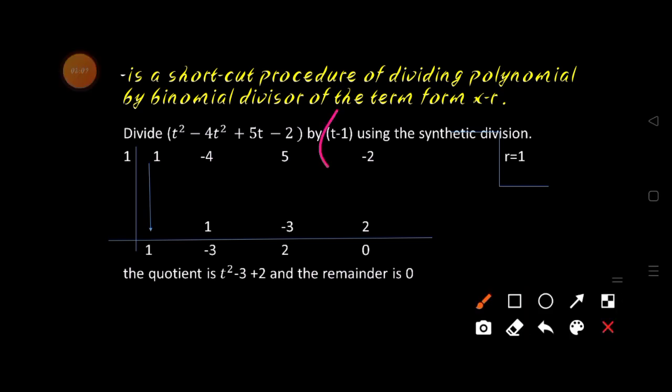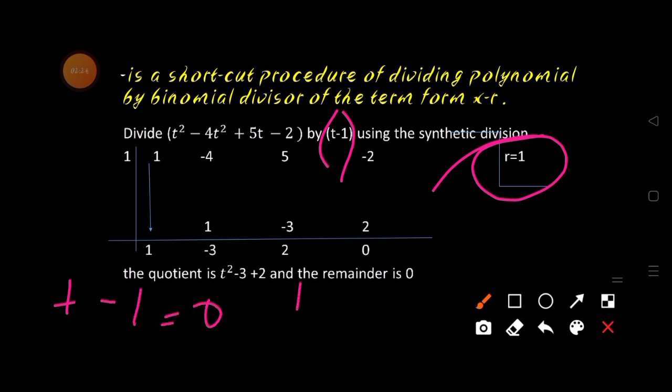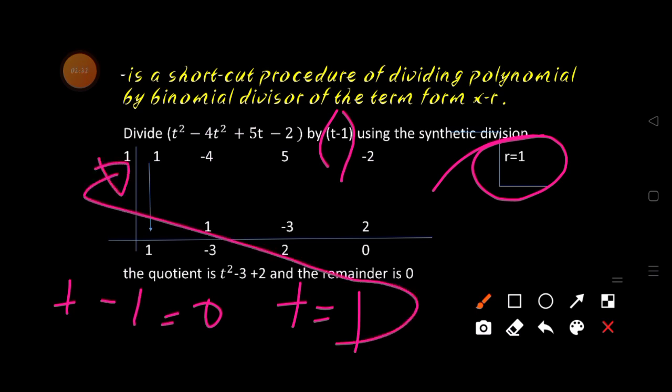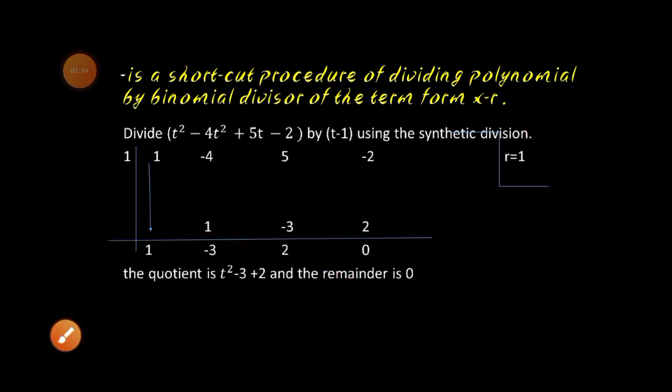We see that this is the quantity t minus 1. So this is a negative 1, but look at this, this is a positive 1, because if you write t minus 1 is equal to 0, then t is equal to positive 1. That is why this is a positive 1. Let's proceed to another example.